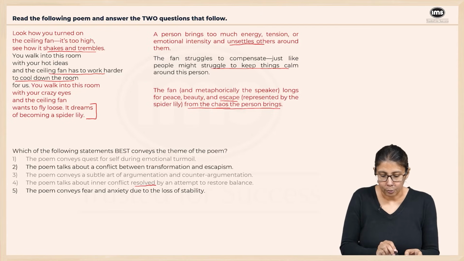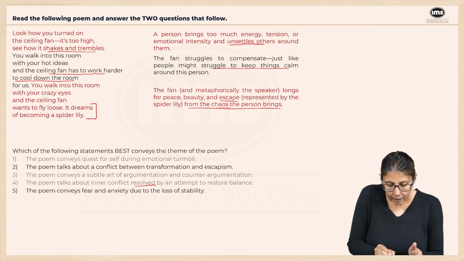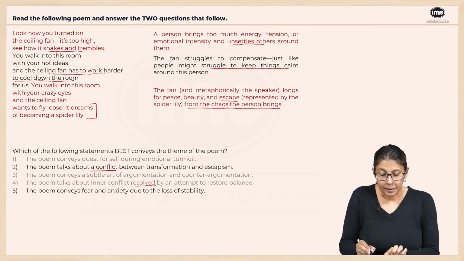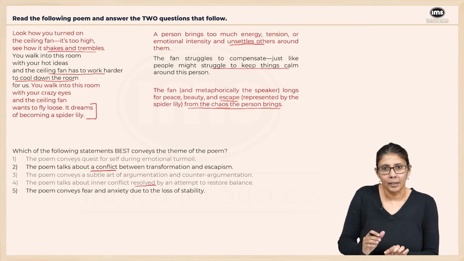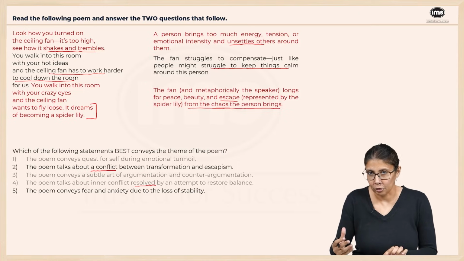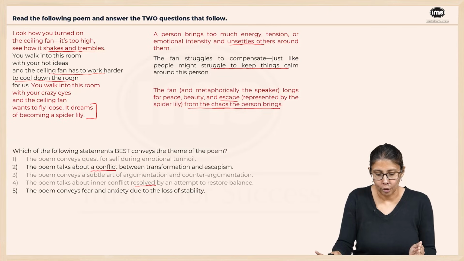Now, look at the second one. Conflict between transformation and escapism. Now, my problem here is with the word conflict. Escapism and transformation in this poem seem to be part of the same deal, in the sense that if you transform into a spider lily, you will also escape the situation. So, there is no conflict between the two, and that is why it is not option 2.